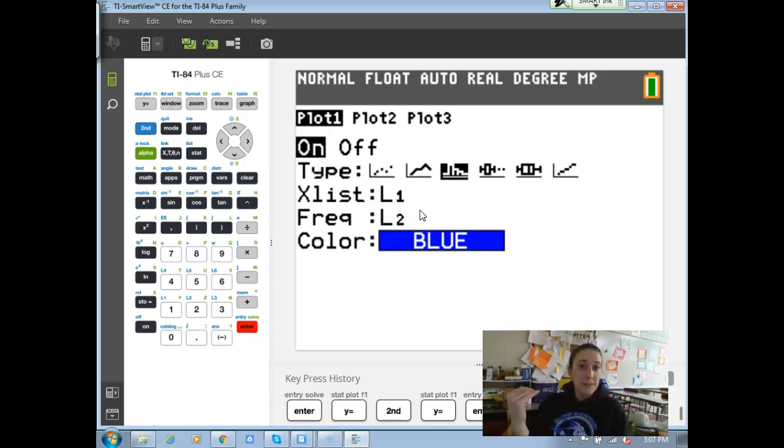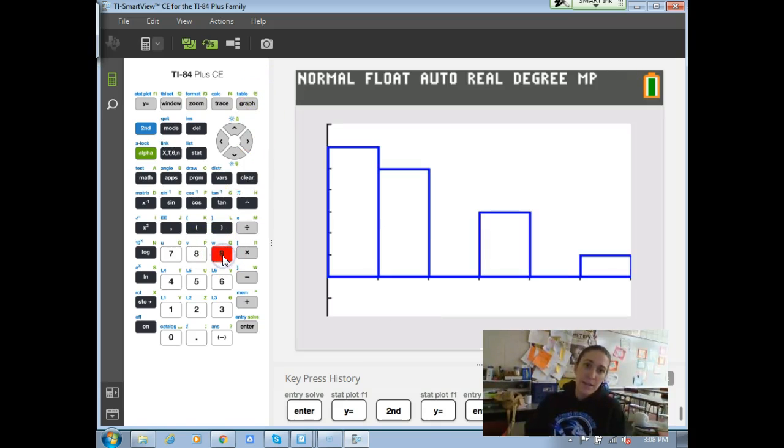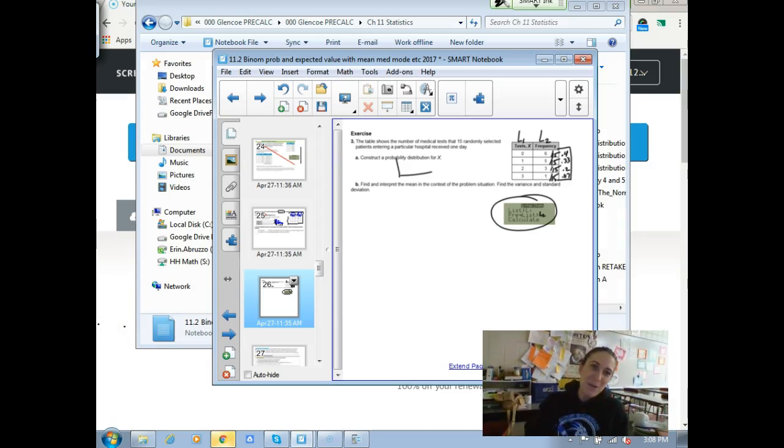So remember, we had x into L1 and frequency into list 2. And if you entered them as the probability numbers instead of the frequency, totally fine, because when you hit zoom and then stat, so 9, it's going to show you that. That's a neat little trick if your question was to look for skewedness and you didn't want to graph everything and count everything up. This is kind of nice, right?